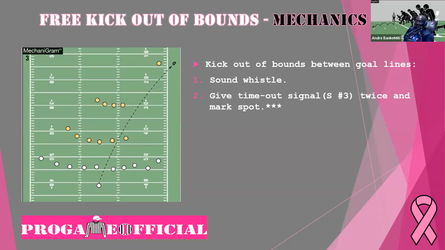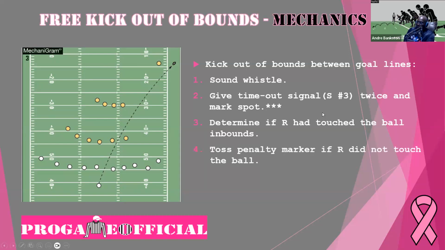We're going to give the timeout signal twice and get to the spot, and then determine if R first touched the ball. Now, in the mechanics manual, in one place it says if the ball goes out of bounds untouched by R, drop a beanbag. It says it once out of the different places where it's mentioned in the mechanics manual. So I guess it's something you can or cannot do. It's up to you. You'll drop the beanbag if it goes out of bounds touched by R. But if it goes out of bounds untouched by R, we're going to drop the penalty marker on the play.